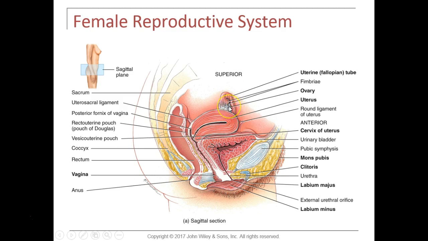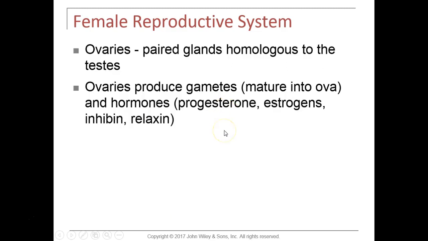Here we just see one. The ovaries themselves are analogous to the testes. The ovaries are involved in the production of the female gametes, which everybody calls the eggs. They're called ova. The ova is plural, ovum would be singular.